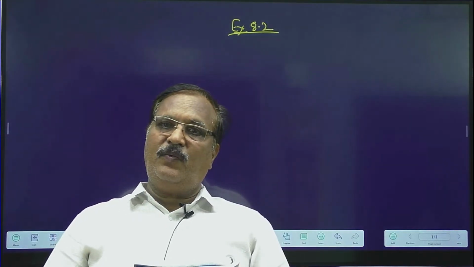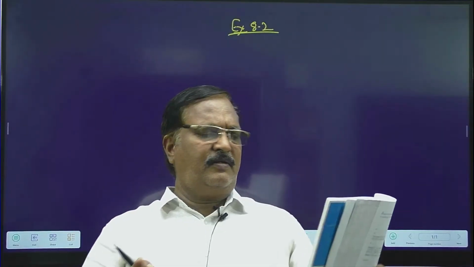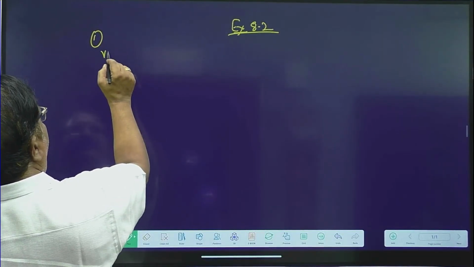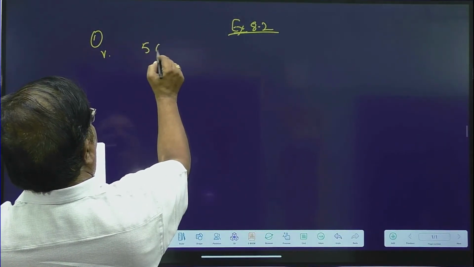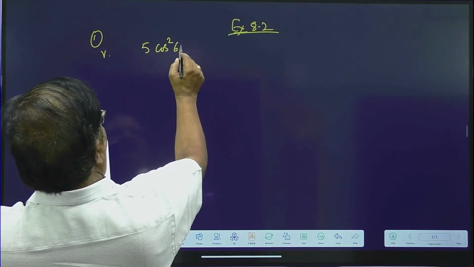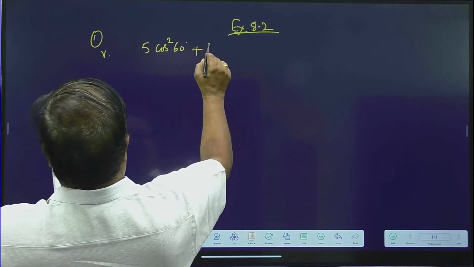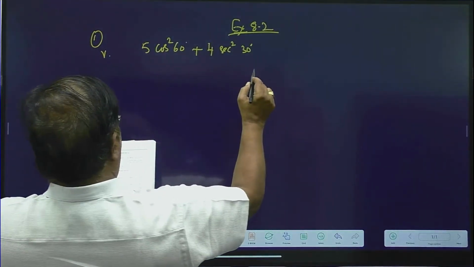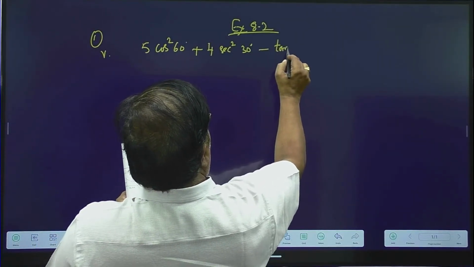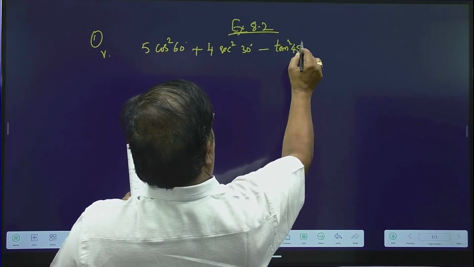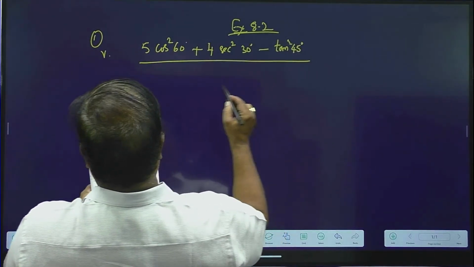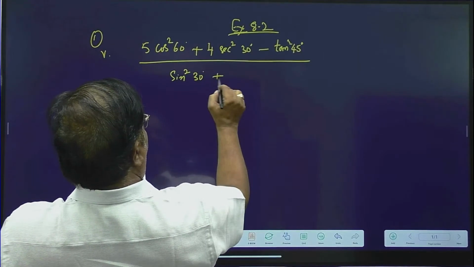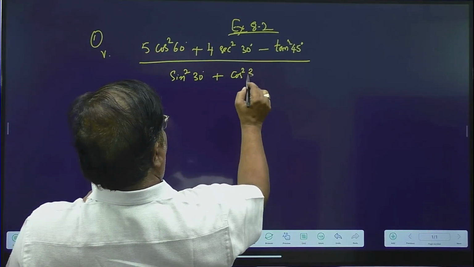So what will I do? I will do the 5th question, which looks very big. First question, 5th bit: 5 cos square 60 degrees plus 4 secant square 30 degrees minus tan square 45 degrees, whole divided by sine square 30 degrees plus cos square 30 degrees.